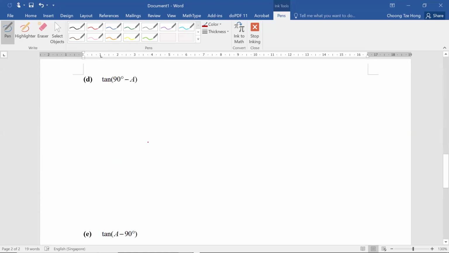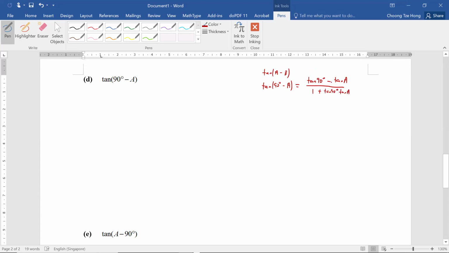Next one will be tangent 90 degrees minus A. So this is also another part which is not that familiar to us. But for some of you, you may be thinking, maybe we can use the addition formula. So let's try the addition formula for tangent A minus B. In this case, now A is 90 and B is A. So the addition formula, if you recall, or you can refer to a formula sheet, will be tangent A minus tangent B, where B is A, over 1 plus tangent 90 tangent A.